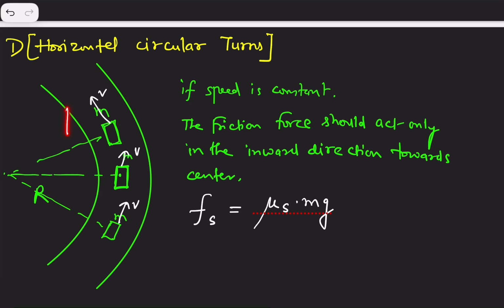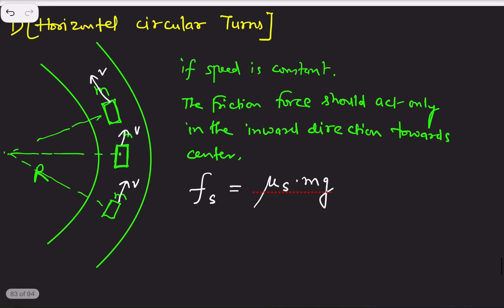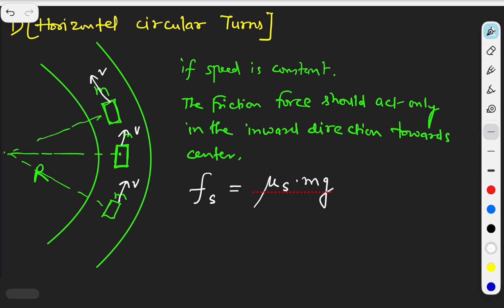So guys, if you are taking the turn and you want to calculate the maximum speed that you can have for the safe turning, you should be turning with constant speed. That is the very important condition that you should understand. If we want to find out the maximum speed that we can have during the turning, the friction force here should be equal to mv square divided by r.